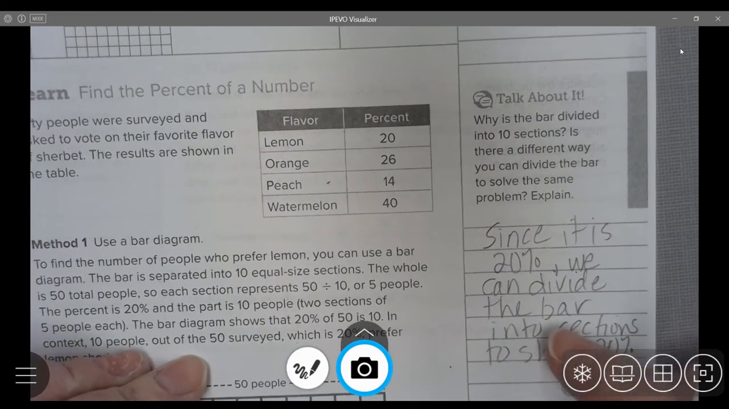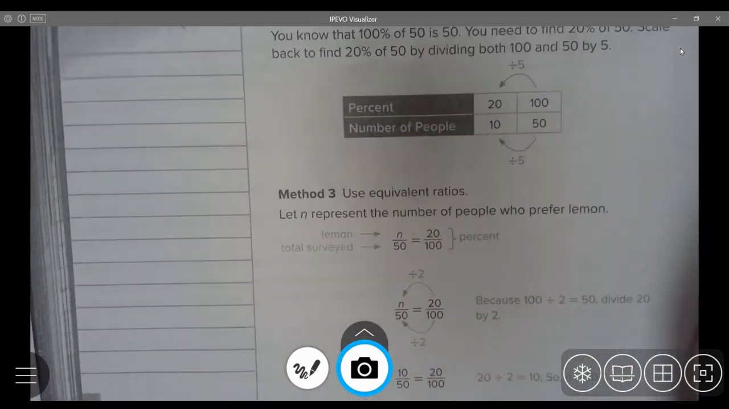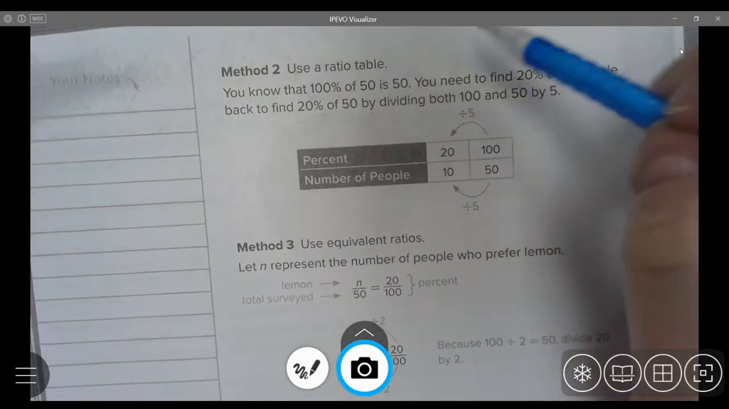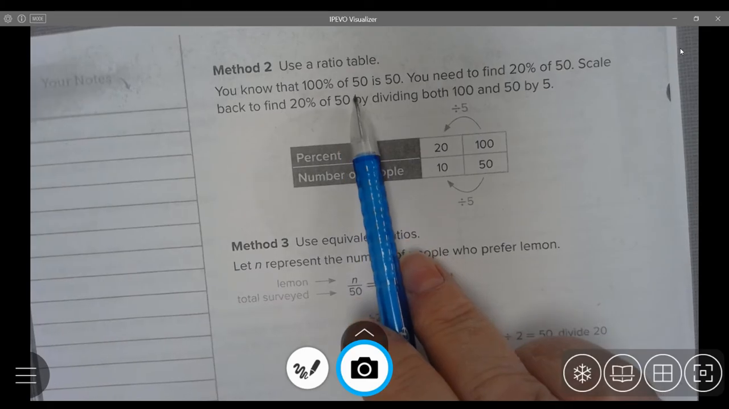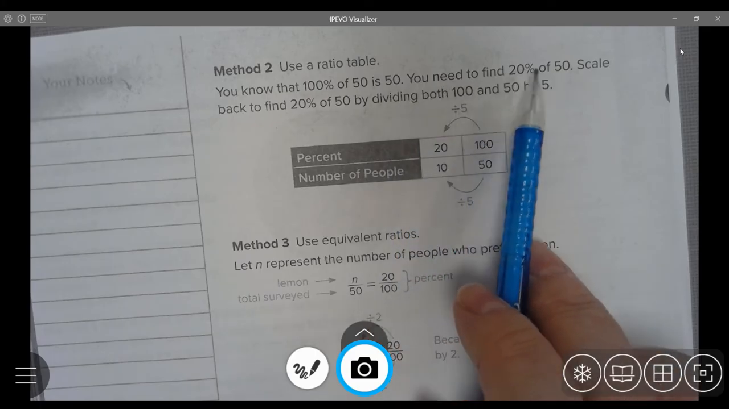Continuing on page 104. So here's another method. We could do a bar diagram. We could also do a ratio table. So you know that 100% of 50 is 50. You need to find 20% of 50.